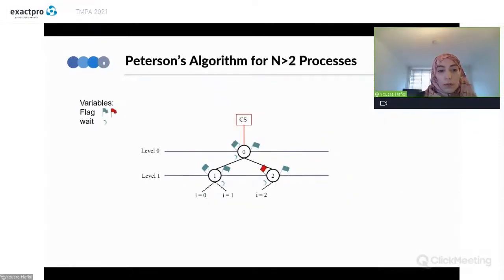Also, for this generalized version, we have shared variables between processes. We have a flag, but this time we have two flags for each node: a flag for the left process and a flag for the right one. And we also have a weight variable for each node, which can be at the left side or the right side, in order to indicate which process is weighted.